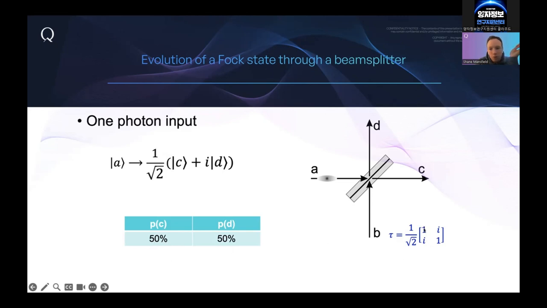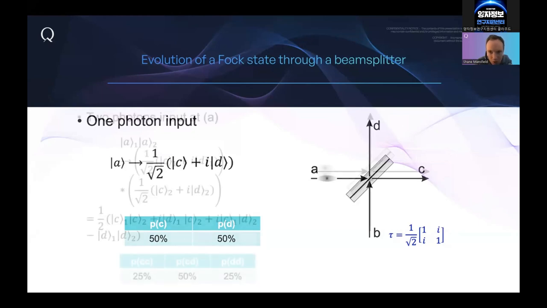right? So it's going to be 1 over square root of 2 squared, so 1/2, or it's going to be i over square root of 2 squared, modulus squared, which is again going to be just 1/2. So that's just a basic calculation. You can run through it yourself to be sure that you're convinced, and it shouldn't take long. And that's what happens when you put a single photon into a beam splitter.